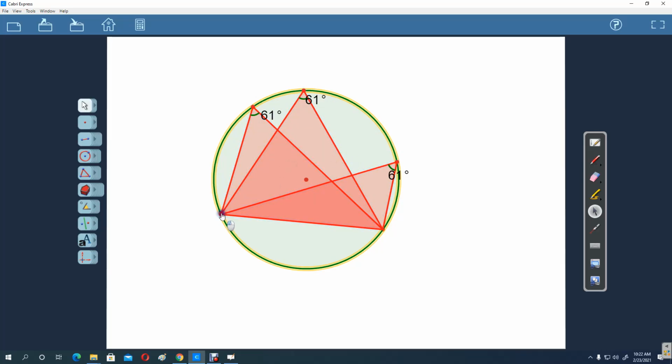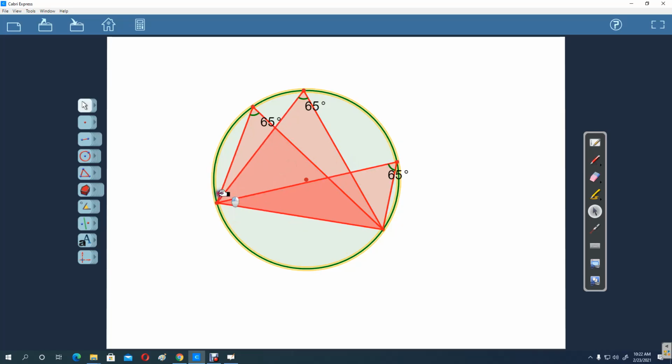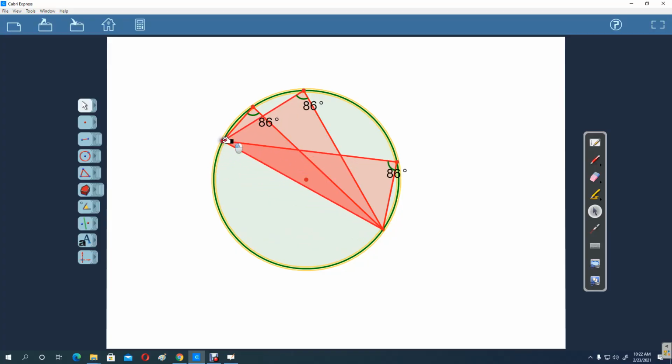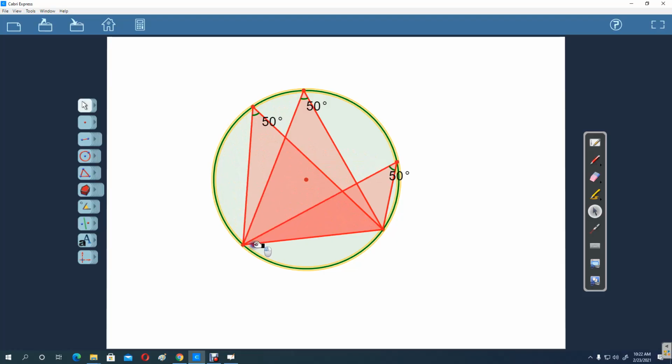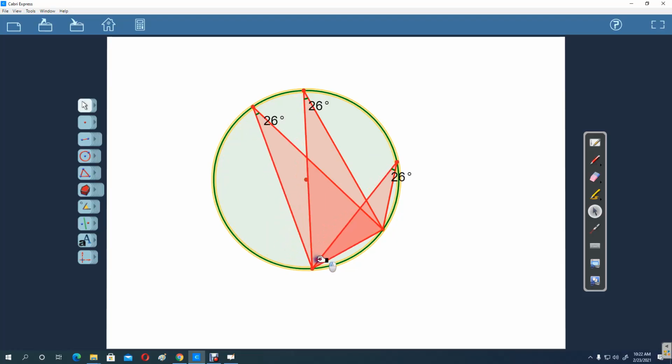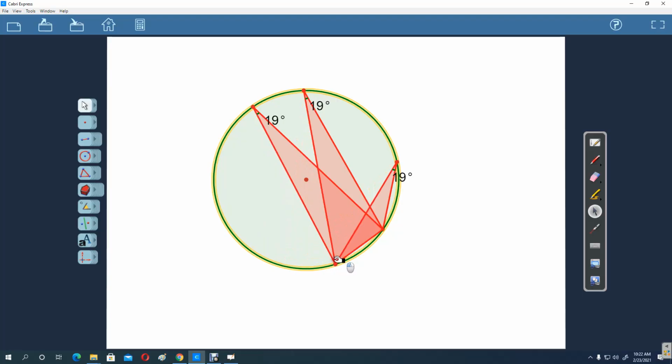So let me move this, and you can see the angles changing in size. So as long as I stay in the same segment, notice, as long as I stay in the same segment, all the angles are the same size. It's very, very important to see there. Notice how the sizes keep changing as I shift it, but they remain the same size.